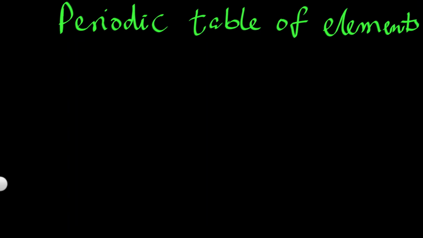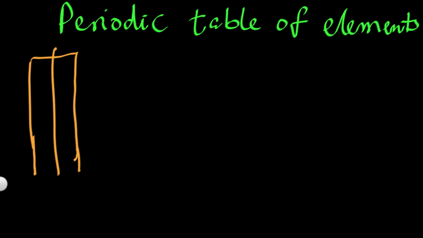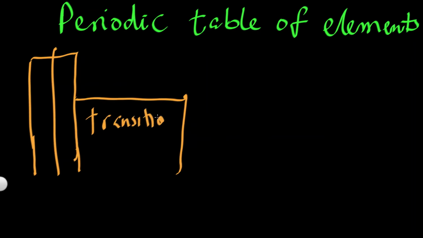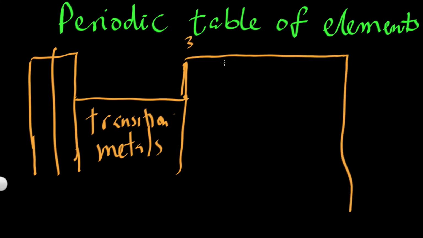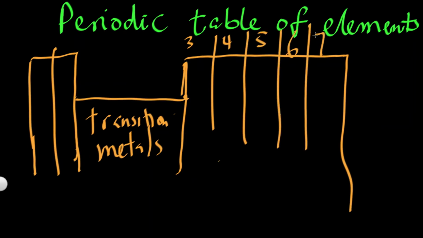Most of the elements on the periodic table are metals. We just have a few non-metals, by the way. Let me draw a sketch of how the periodic table usually looks. It has this block here with two columns, which are essentially two groups. Then we have what we call transition metals here in the middle. And then we have other groups here. We have group 3, then group 4, group 5, 6, 7, and group 8.